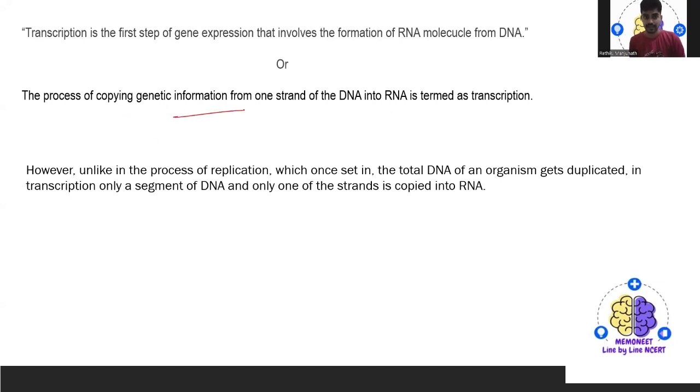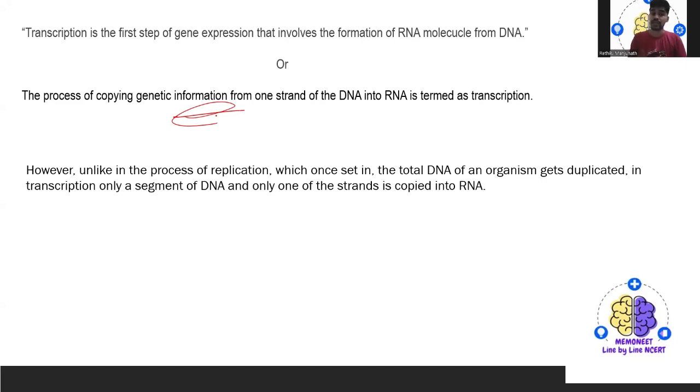Okay. Say if this is one strand of DNA, you are copying this information into what? RNA. RNA is nothing but a single strand. So DNA will always be double-stranded, and RNA will be single-stranded. From DNA, you will be forming mRNA, messenger RNA, which codes for proteins. So this is termed as what?